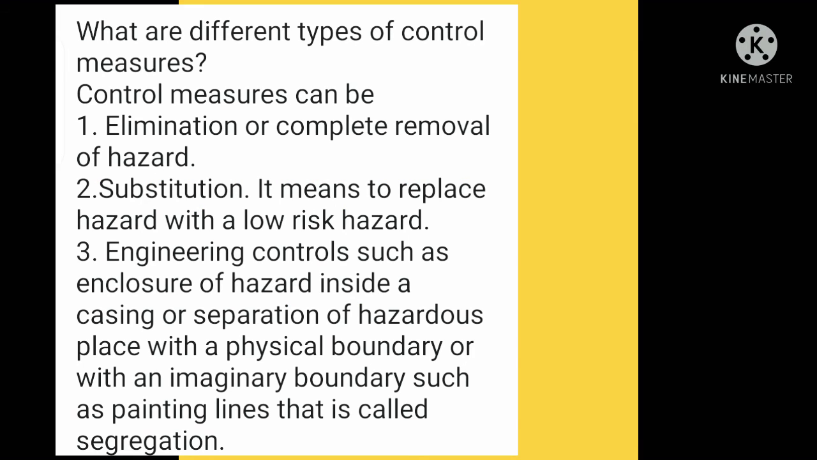What are the different types of control measures? Control measures can be: 1. Elimination, or complete removal of the hazard. 2. Substitution. It means to replace the hazard with a low-risk hazard. 3. Engineering controls, such as enclosure of a hazard inside a casing or separation of a hazardous place with a physical boundary, or with an imaginary boundary such as painted lines, that is called segregation.